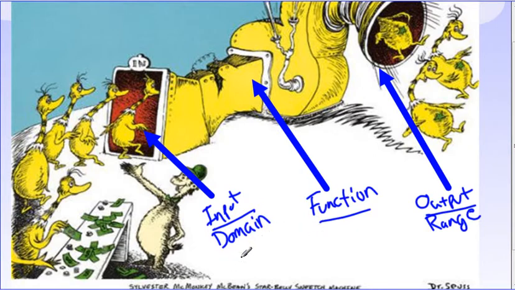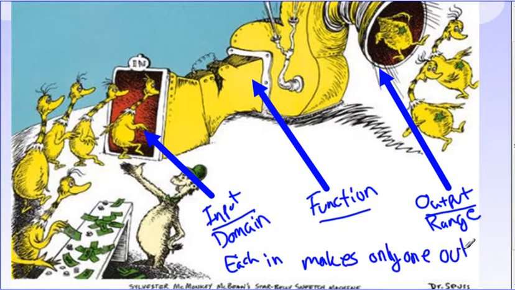And for this to be a function, every input makes one output. So each input makes only one output. That's important for something to be a function. We're going to talk about that later on throughout the lesson as well.